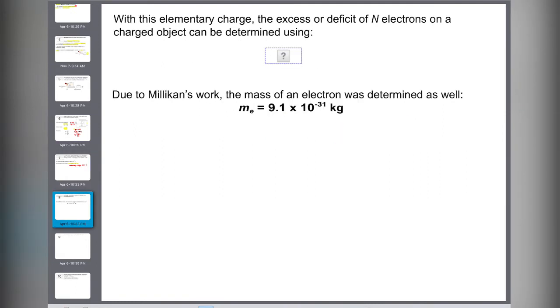And we also know the excess and deficits of electrons, okay? Charge is N times e. If I have 5 excess electrons, the charge will be 5 times that. And finally, indirectly, they were able to find the mass of the electrons.